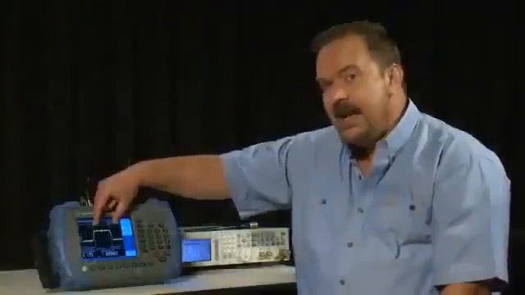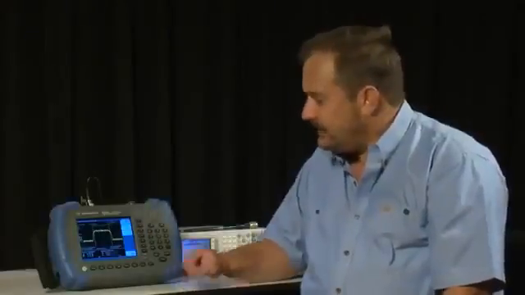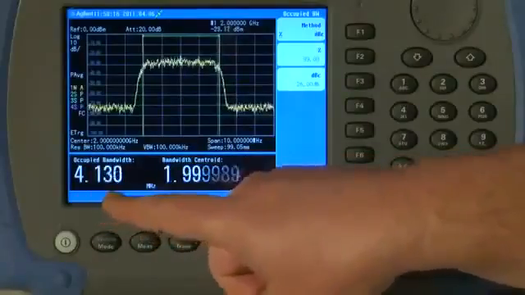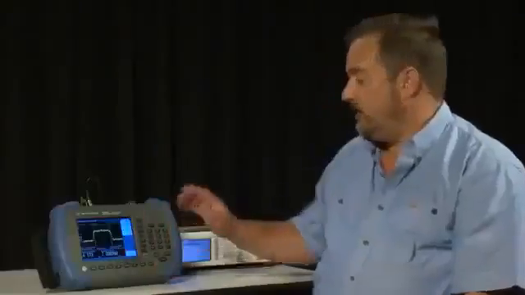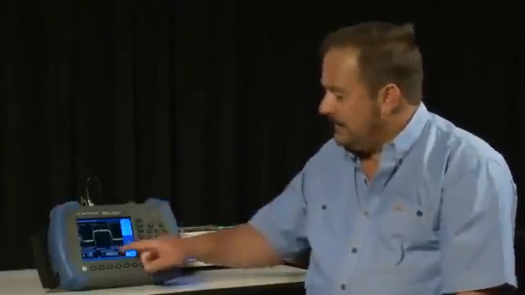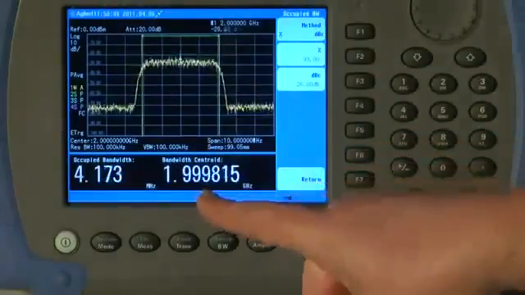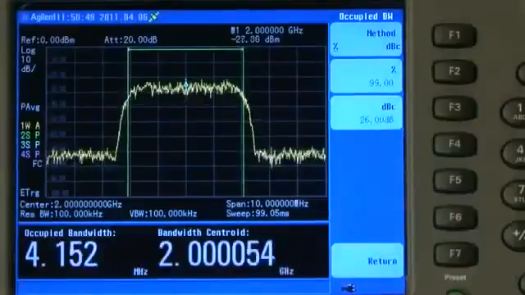And in fact, what's happening here is the analyzer is automatically measuring within what bandwidth 99% of the power on the display is contained. That's varying slightly because of the noise on the signal, but you can see here that the occupied bandwidth is about 4.1, maybe 4.2 MHz. It's also measuring what's called the bandwidth centroid. So let's say this signal is nominally transmitting at 2 GHz, which we know it is, but let's say the modulation is not symmetrical about the center frequency. This bandwidth centroid will tell you what the actual center frequency is. In other words, the center point between the two green markers, which may or may not be the same as the nominal center frequency of the transmitter.